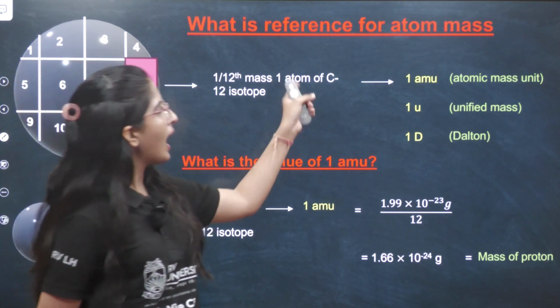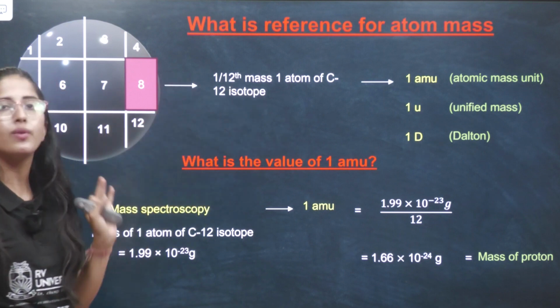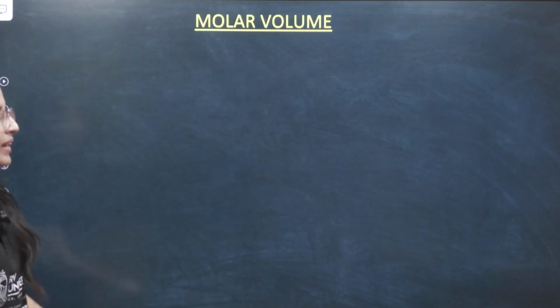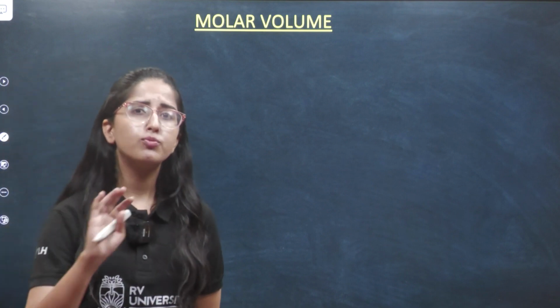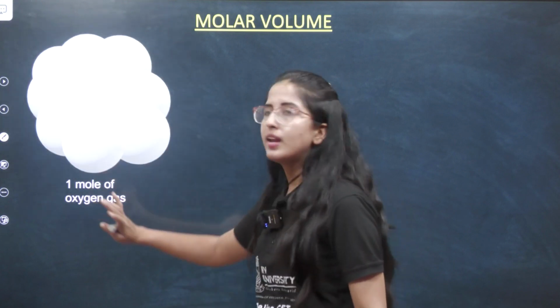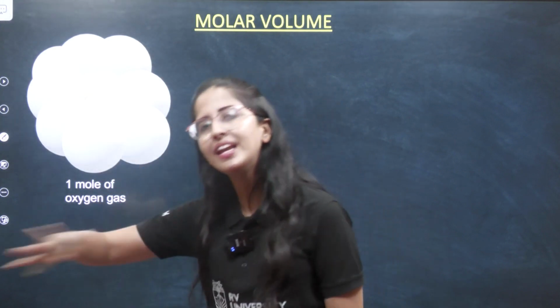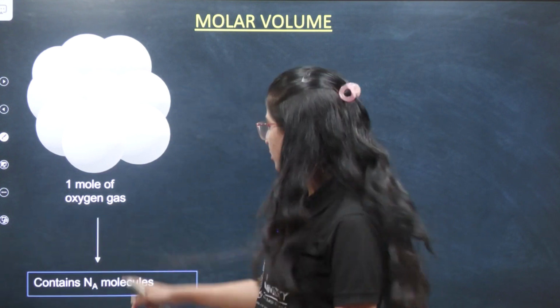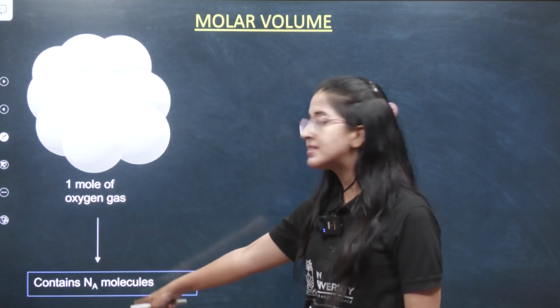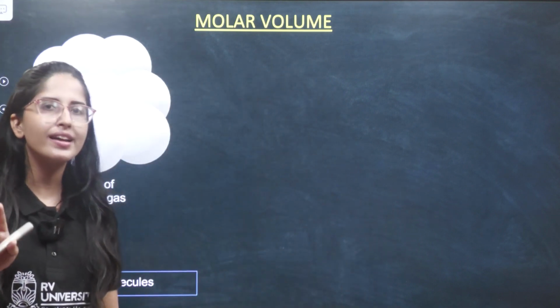I will tell you how and where we will be using 1 by 12th mass of 1 carbon 12 isotope. For now, let us understand molar volume. What is molar volume actually? So see, I have taken 1 mole of oxygen gas. I already told you, 1 mole of any gas will be equal to Avogadro's number. So how many atoms are present? Avogadro's number of atoms, that is 6.023 into 10 raised to 23.